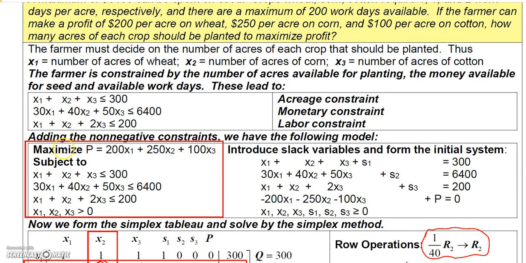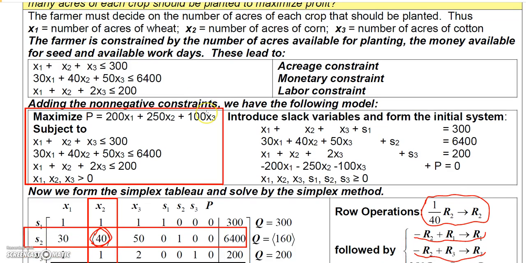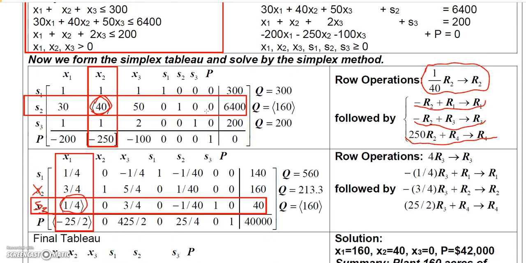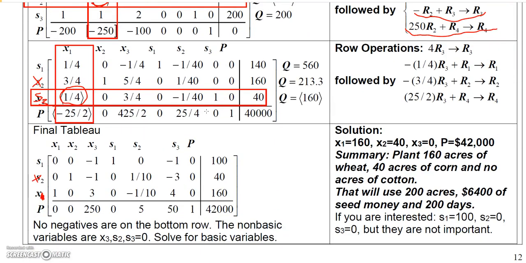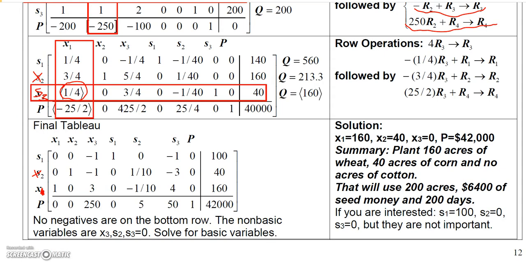Now, what's interesting though is if you go back and look at your constraints, 160, 40, and 0, you'll notice that you're only going to use 200 acres of land, because 160 plus 40 plus 0 is 200. But that's okay, you just had to make sure you were under 300. Now if you plug the numbers into here, it'll actually come out to $6,400, so you'll actually use all of your seed money. And if you plug the numbers in here, it'll come out to 200, and so you'll use all of your work days. But you won't use all of the land that's available. So I just thought that was interesting. So that's how you solve that.